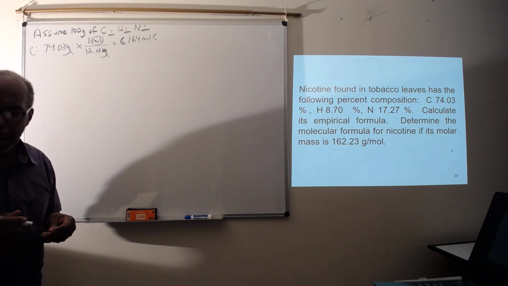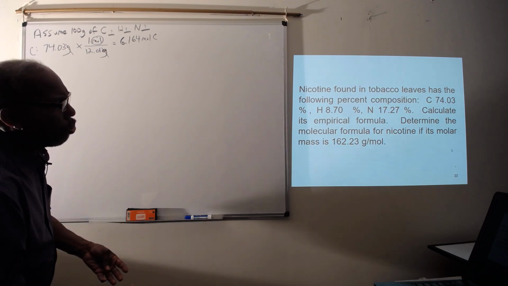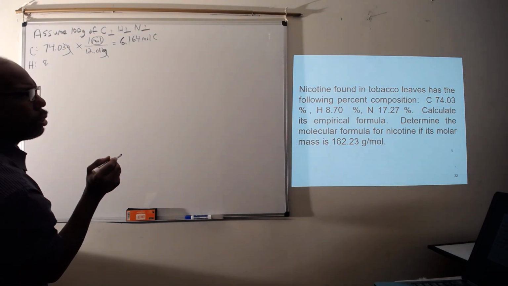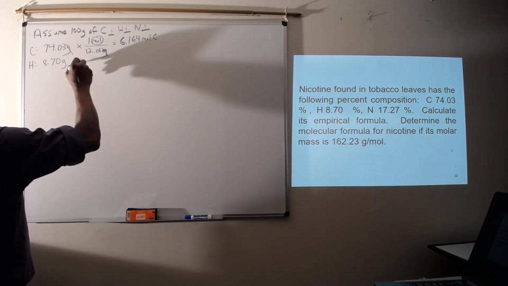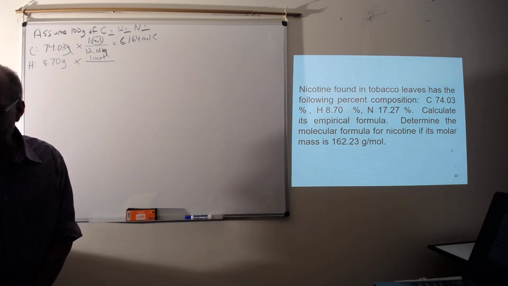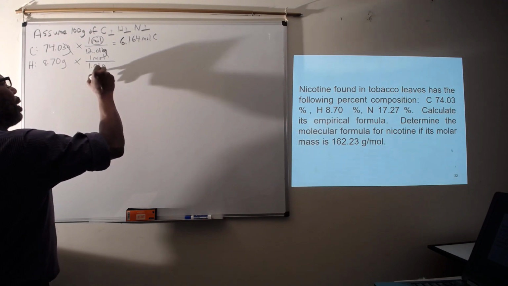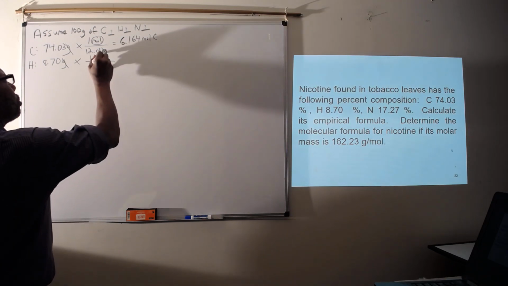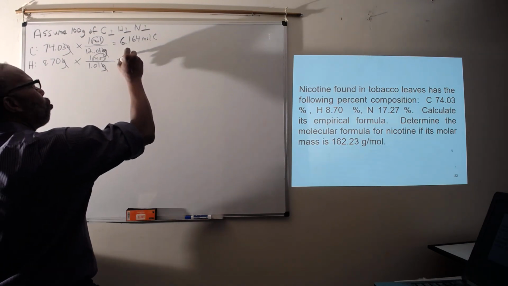So for hydrogen, assuming 100 grams, we have 8.70 grams of hydrogen times 1 mole of hydrogen per 1.01 grams. I'm just going to use 2 decimal places. Again, the grams cancel, and we're left with moles of hydrogen, which amounts to 8.614 moles of hydrogen.